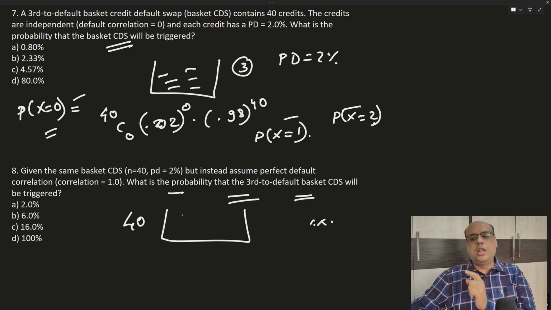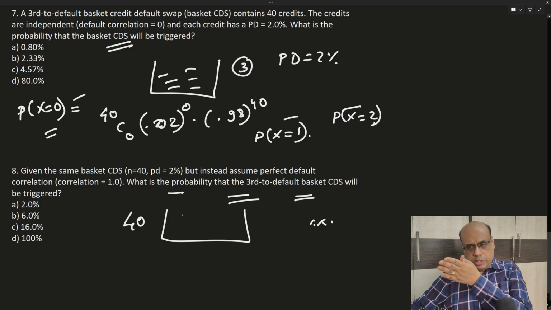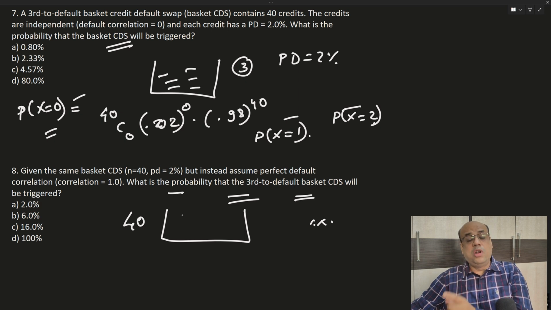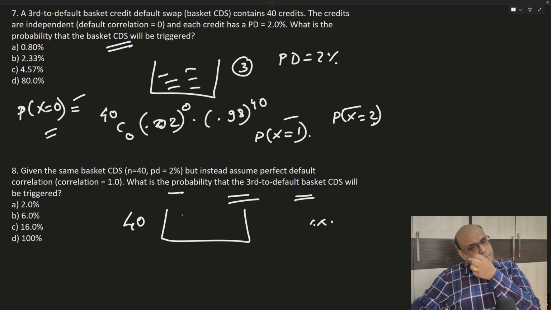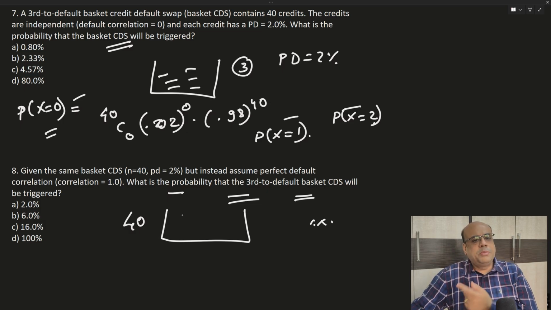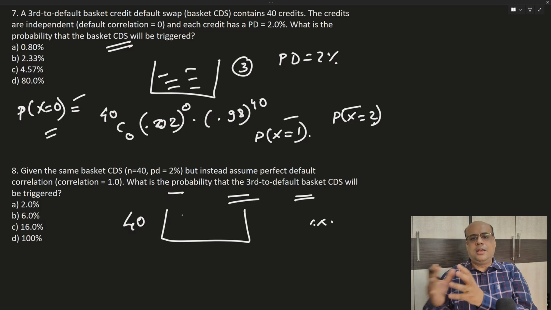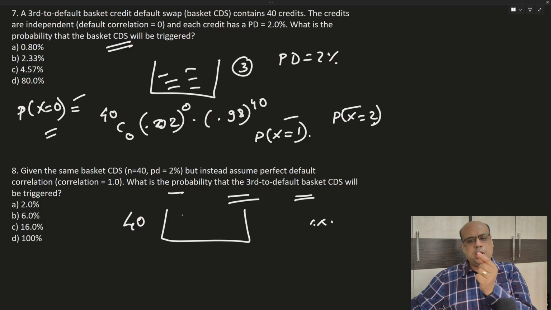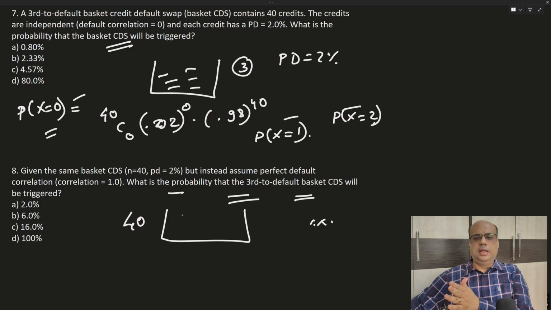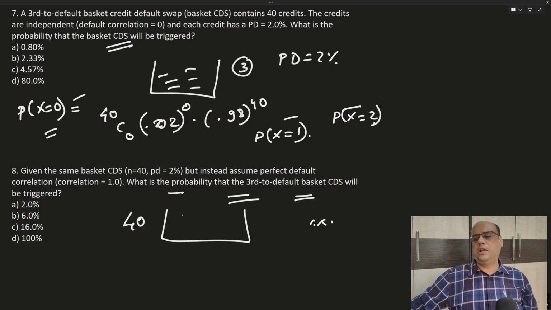The correlation is 1. So if I take even one company, or whichever bond issuer is in the basket, what is the probability of it defaulting? It is 2%. So the probability that the entire basket will be triggered is also 2%. It's like a tinder box, a match box. If one match stick lights, the entire thing catches fire. It is the same way here, because it is perfectly correlated.